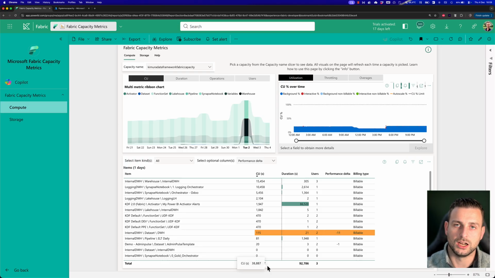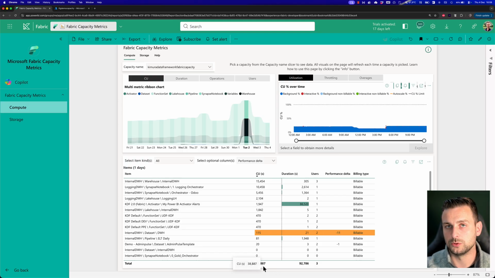So our allowance for an F2 capacity in this case is the number of seconds in a day, that is 86,400, and the number of compute unit seconds that we get for an F2 is 2 times 86,400. That is the total number of CUs that we are allowed to spend in a day, and we only spent 38,887. That means we're well within the limits. We're easily within the limits.